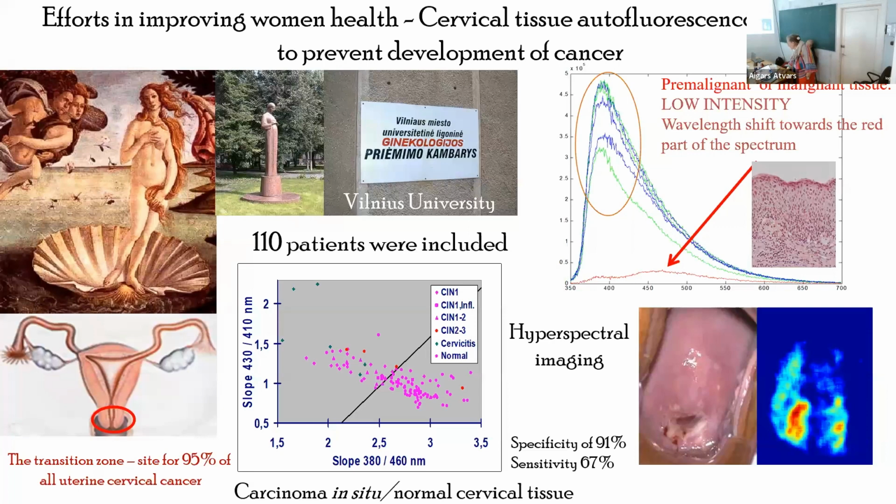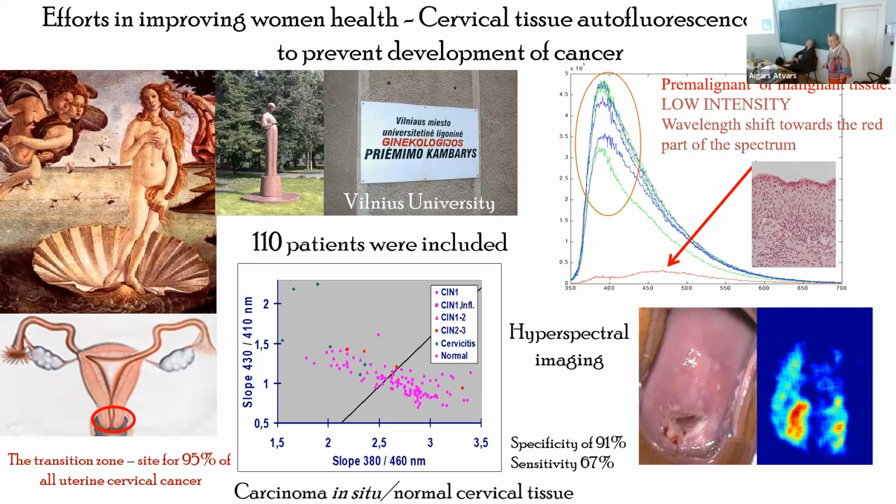I show this as one example. This is from the neighbor country, Lithuania, where we did a clinical trial together with colleagues there. We investigated this little area, which is the end part of the uterus, and 95% of all cervical cancers start here. We invited mostly young females to come, and we had 110 patients coming to our clinical trial. We could show that with this technique, laser-induced fluorescence without added fluorescence markers, only what the tissue itself gives us as a result.